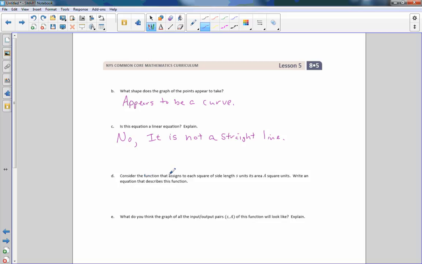Okay, D, consider the function that assigns to each square of side length S units its area A square units. Write an equation to describe this function. So what they're saying is we have a square whose side lengths are S units, its area A square units. Keep in mind the area of a rectangle or a square is length times width. But in this situation, we're calling the length S and the width S for sides. So the area would equal S times S. Therefore the area is S squared.